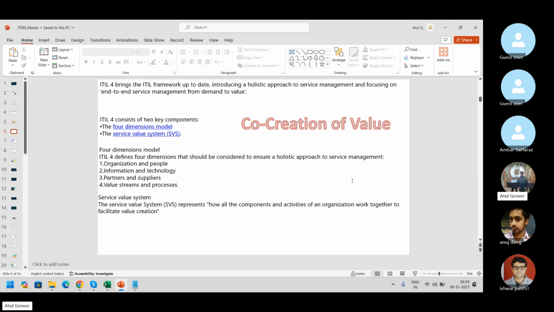The fundamental of ITIL 4, and number one, it is not ITIL v4. It is ITIL 4. The core definition or the core motto of ITIL 4 is introducing a holistic approach to service management and focusing on end-to-end service management from demand to value. Value is still here, but a new word came, called demand. And what they say, holistic approach.